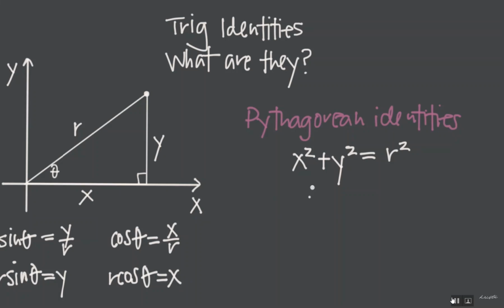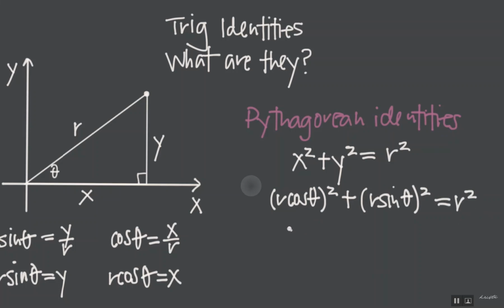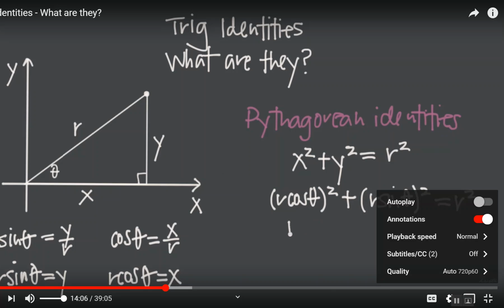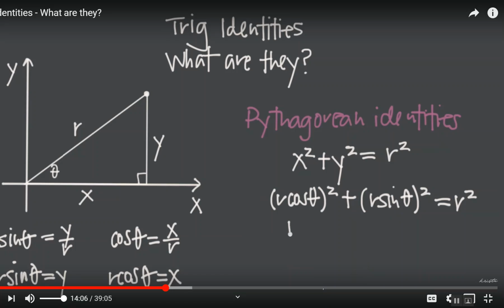Now, if we substitute both of these values into our Pythagorean theorem, we know x is r cosine theta, so we get r cosine theta quantity squared. We know y is r sine theta, so we get r sine theta quantity squared. And then we have r squared on the right. So now you can see the transitions. She's changing from the geometric description to the trigonometric description. So instead of x's and y's, we're now using cosine of an angle and sine of an angle. And she's just going to continue to simplify from here.